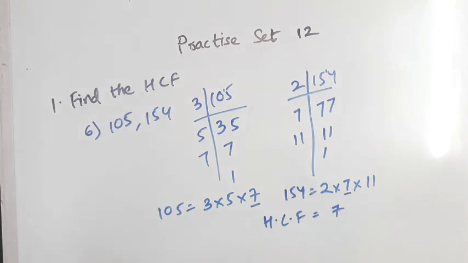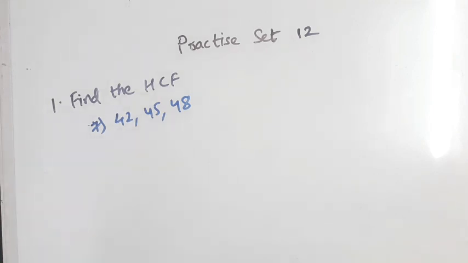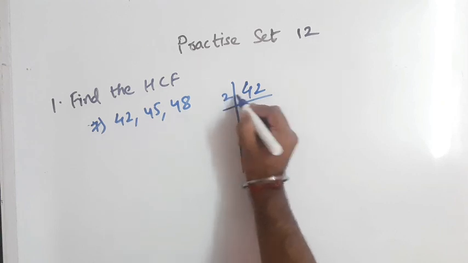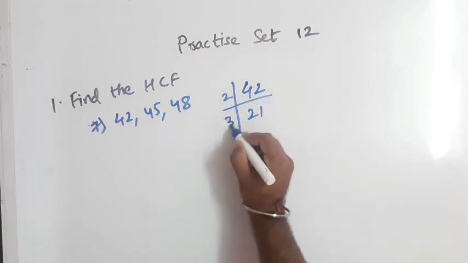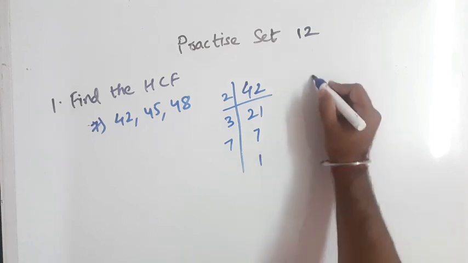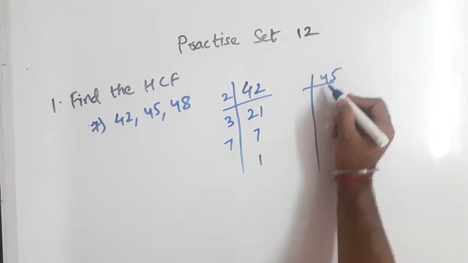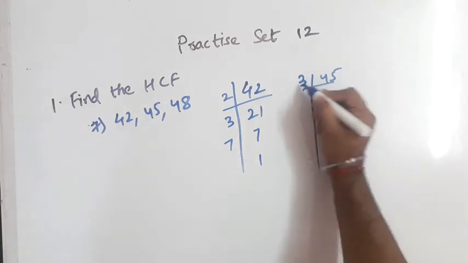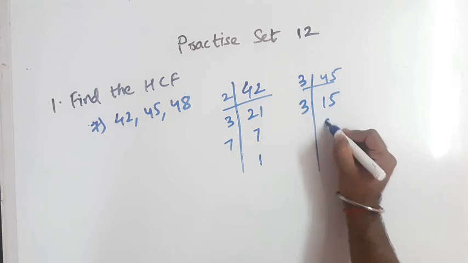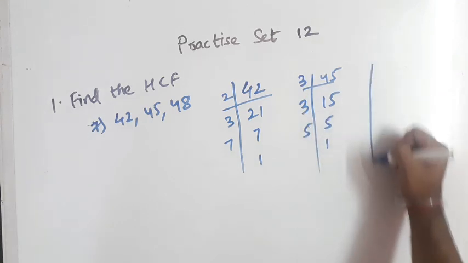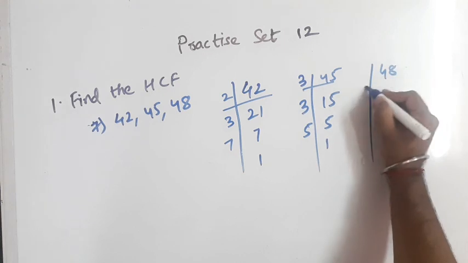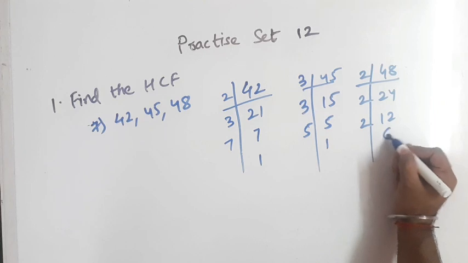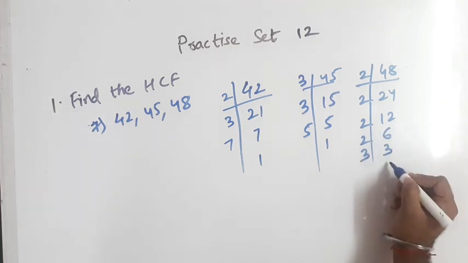Okay, next, seventh one, 42, 45 and 48. So I'll take 42 first. 2 21s are, 3 7s are, and 7 1s are. Then I'll take 45. 45, I cannot take 2, so I'll take 3. 3 15s are, 3 5s are, and 5 1s are. And lastly 48. 2 24s, 2 12s, 2 6s, 2 3s, and 3 1s.